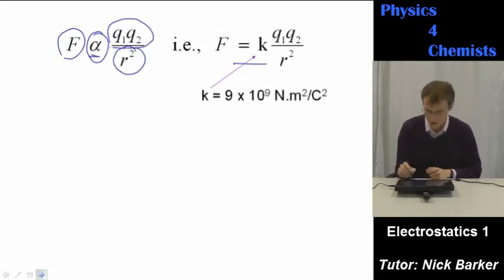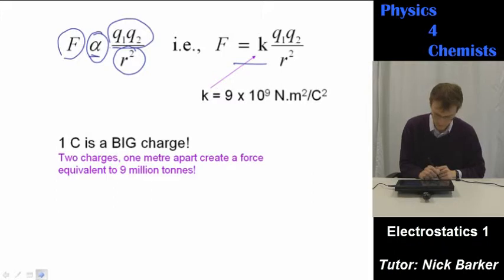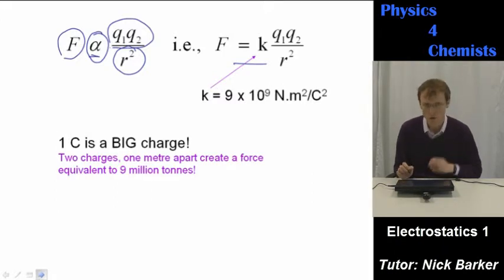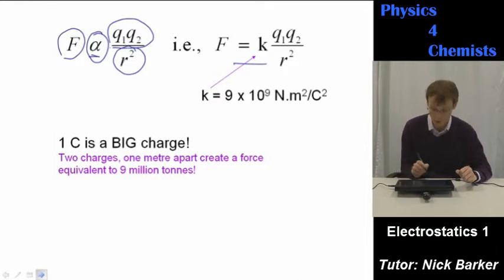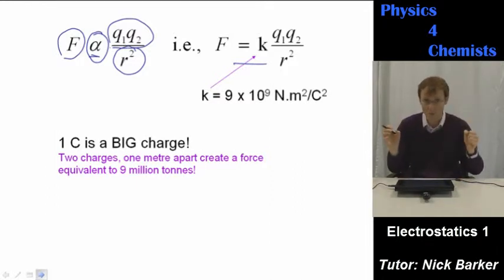K's got a number, 9 times 10 to the power 9 newtons metre squared divided by Coulomb squared. Don't worry too much about that. One Coulomb, we're talking about the unit of charge, 1 Coulomb. In fact, 1 Coulomb is a big charge. If you placed two charges a metre apart and they had a 1 Coulomb charge, and they had an opposite charge, they'd be attracted together with a force equivalent to 9 million tonnes.